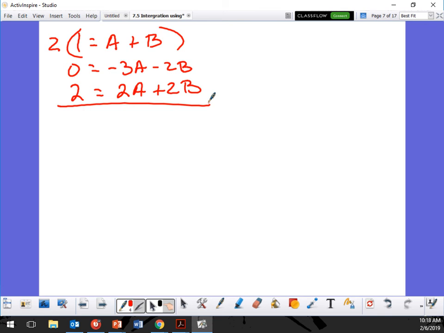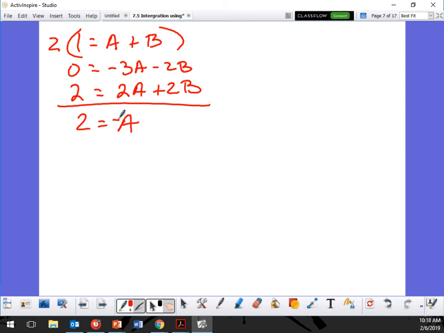Listen, I'm trying to teach it as if you guys never saw it before. Okay, so from here I combine, so it's going to be 2 equals a, right? Or negative a, right?